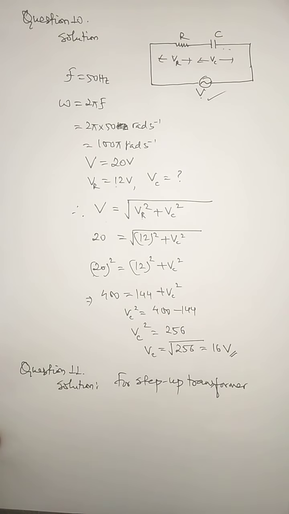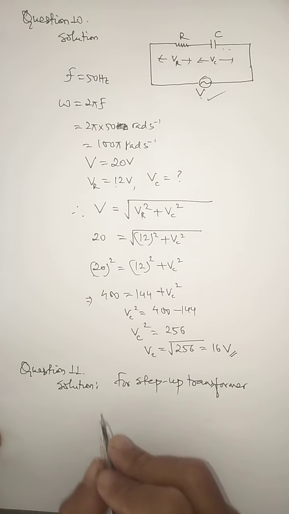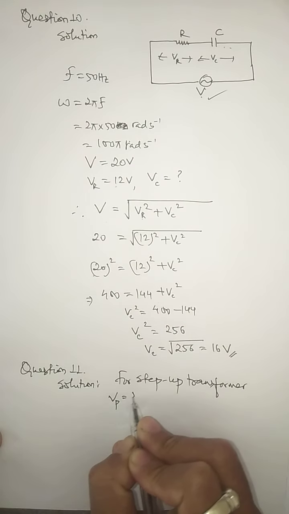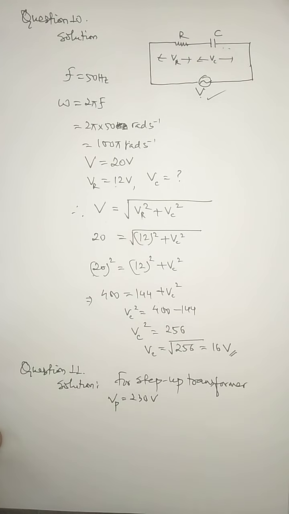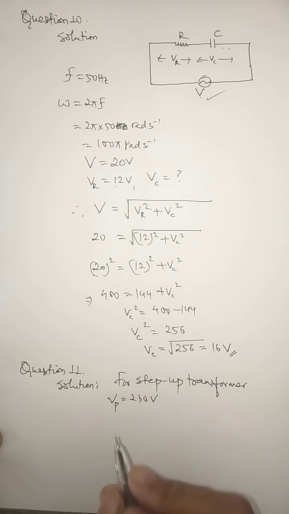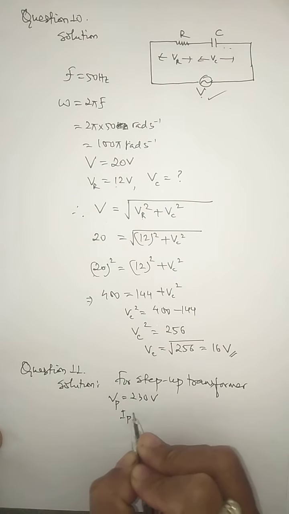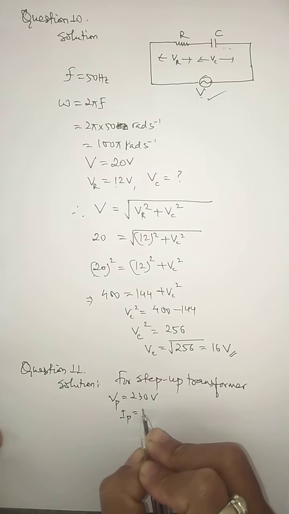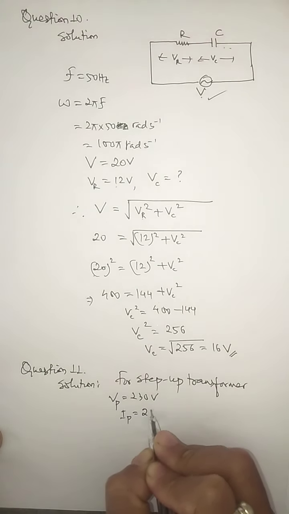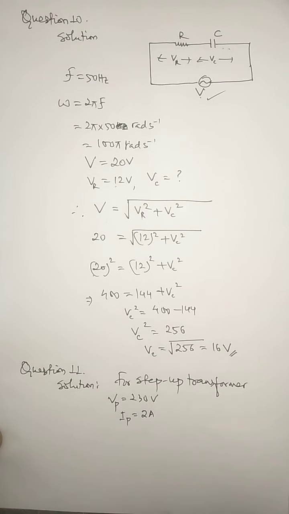And children, in question number 11, we are dealing with a step-up transformer. This transformer operates on a 230 volt line, meaning 230 volt is the voltage across the primary. Now the supply current, the current passing through the primary coil, is how much? 2 ampere.